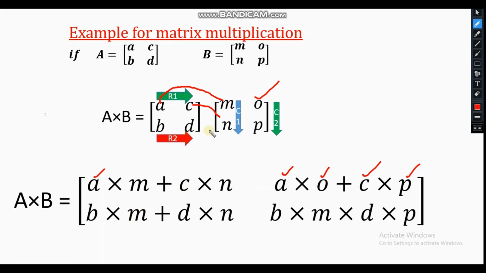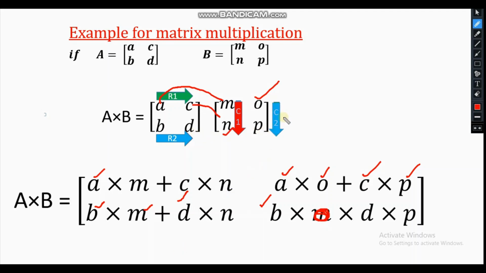row 2 with the first column. So again we multiply B by M, first row and first column, and D by N. Now again row 2: B will multiply by M and D multiply by N. D multiply by P. Sorry, B multiply by O. B will multiply by O, not M. This is a typing mistake. So you will multiply B by O and D by P.